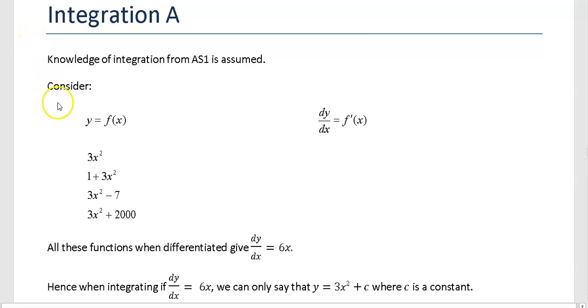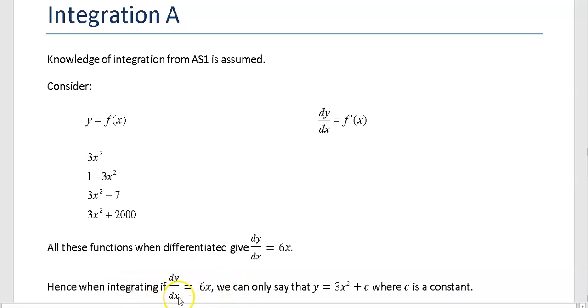In this video, we're going to just look at the basics of integration. Now, most of this we should know already from AS1. So if you have the function y, which is equal to a function of x, such as y is equal to 3x squared, y is equal to 1 plus 3x squared, minus 7, 3x squared plus 2000, then if you differentiate that, you get your f dash of x. So all these functions when differentiated give dy by dx is equal to 6x.